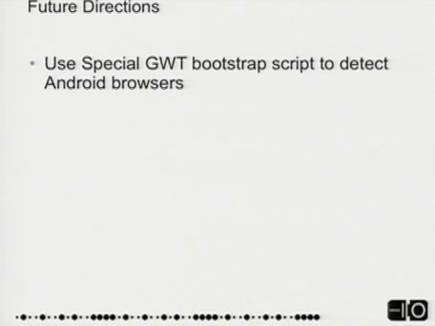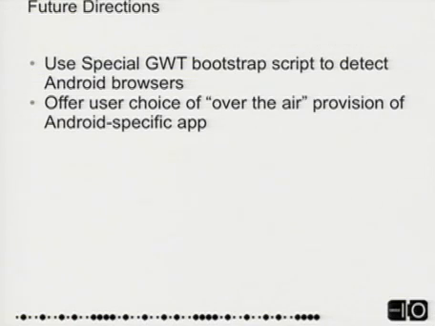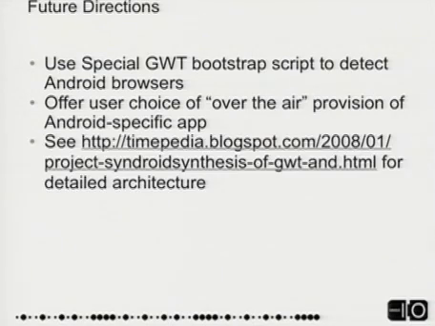Future directions, right? Where else can this go? Well, you can imagine that we could use a special bootstrap script in GWT to detect whether you're visiting a website with a normal browser or with an Android browser. If you're visiting with a normal browser, we'll send you down the GWT compiled JavaScript gadget. But if you're visiting with an Android browser, we could send you down an over-the-air provision and install an app into your phone, and take the gadget offline. That's what I'm looking at doing in the future. And this is a link to my blog series, but I'll show you the actual URL at the end of the presentation, where it's a shorter URL.